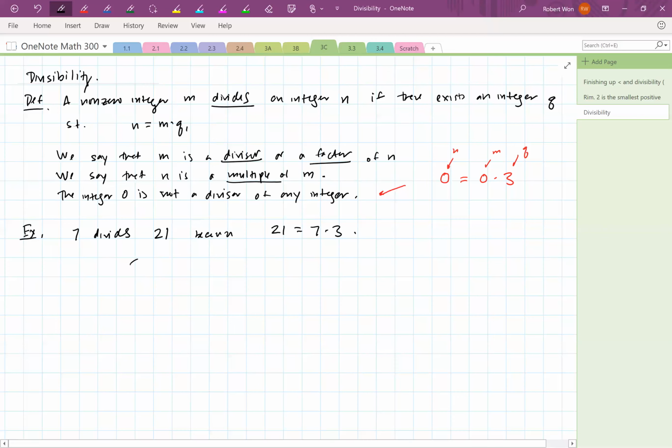So you would say that 3 is a divisor of 21. Also, 7 is a divisor of 21, but multiplication is commutative, so also 3 is a divisor of 21. 21 is a multiple of 7. My point here is just that this definition captures exactly the notion of divides, divisor, multiple that you already know.